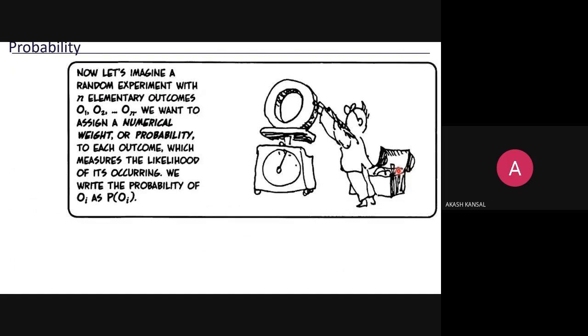Let's go on to some real representations in mathematics. Let's imagine a random experiment with outcomes 1 up till ON, and we want to assign a numerical probability to every one of them. How we represent it, how we write it, is the probability of OI. We write it as P of OI, where OI is the event. It can be O1, O2, or up till ON.